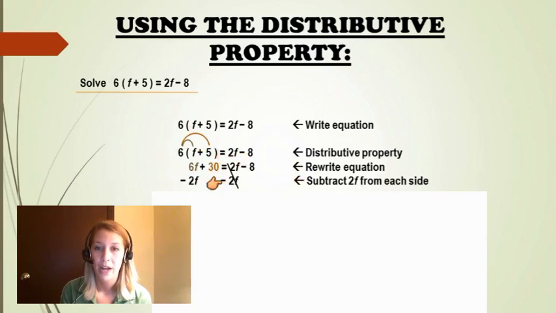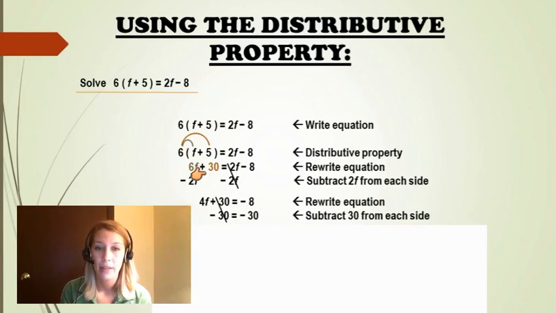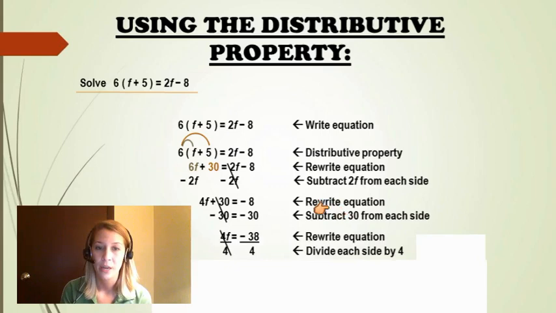Then we're going to subtract 2f from each side. So we're taking away the variable from the right side of our equation and moving it to the left. When we do that, we're left with 4f plus 30 equals negative 8. From here, since we need to try and get that variable all by itself, we're going to subtract 30 from both sides, and then we're going to simplify. So negative 8 minus 30 equals negative 38.